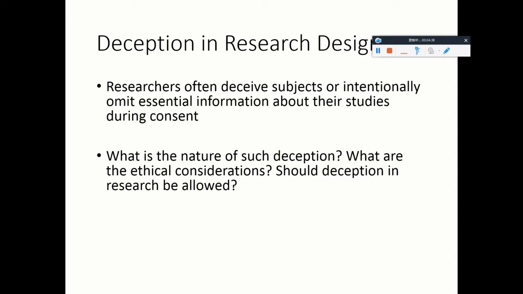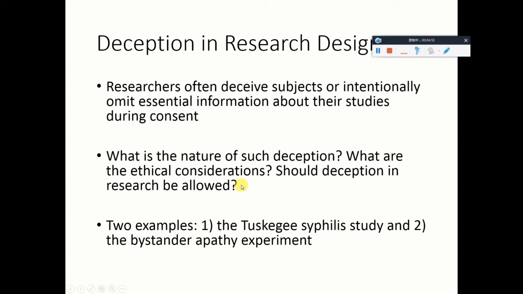This is a rather big topic, but of course we're not going to go into full length on it. We're going to hit some essential points to give you some heads up and an appreciation of the complexity of this issue without bogging down your mind. We're going to do this with two examples. The first one is a medical research study, the infamous Tuskegee syphilis study, and the second is the bystander apathy experiment, both of which happened in the United States.